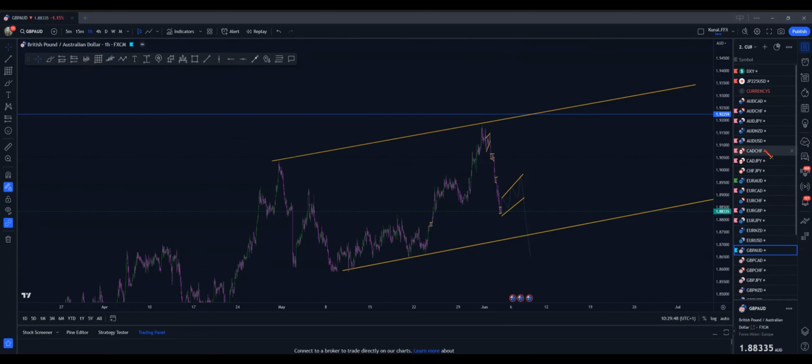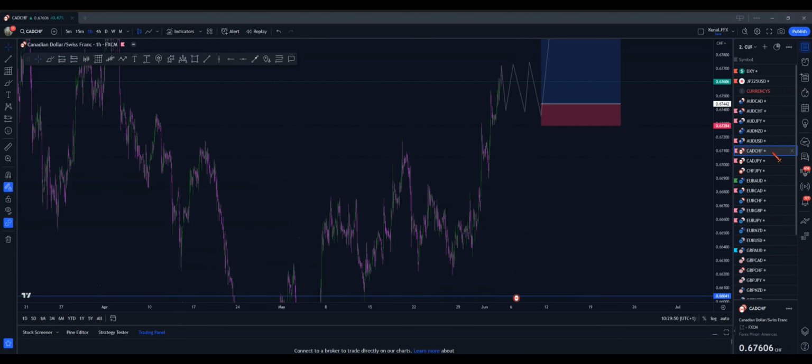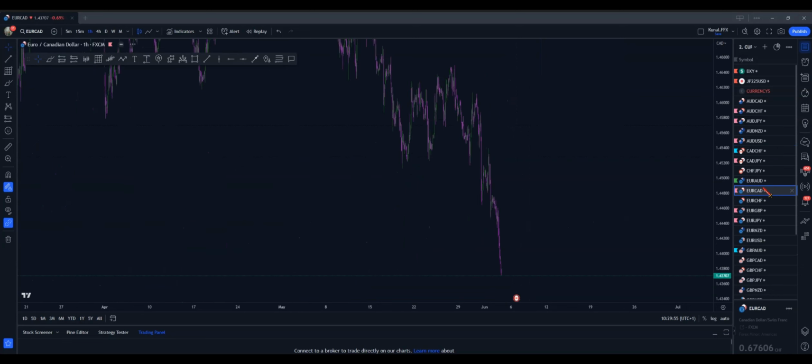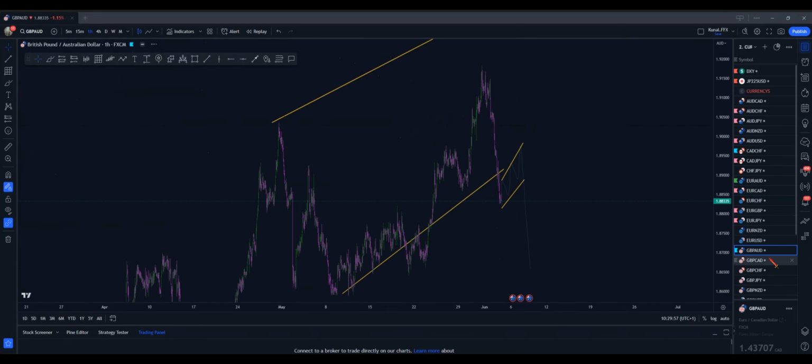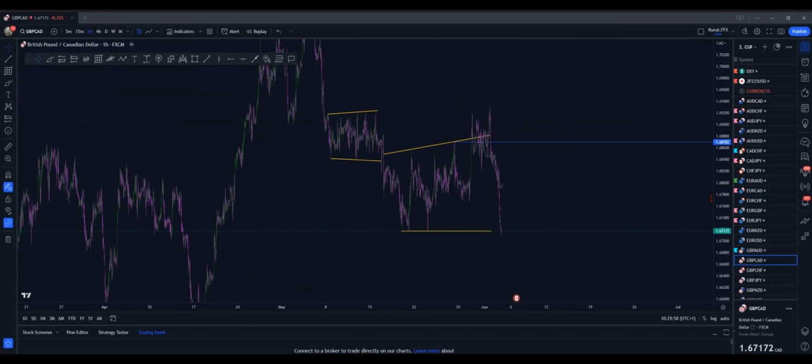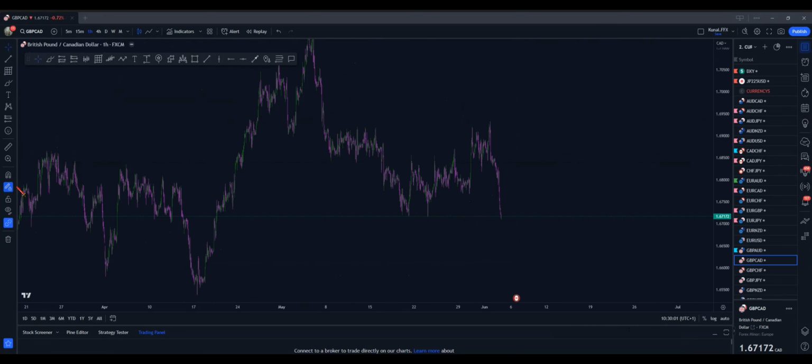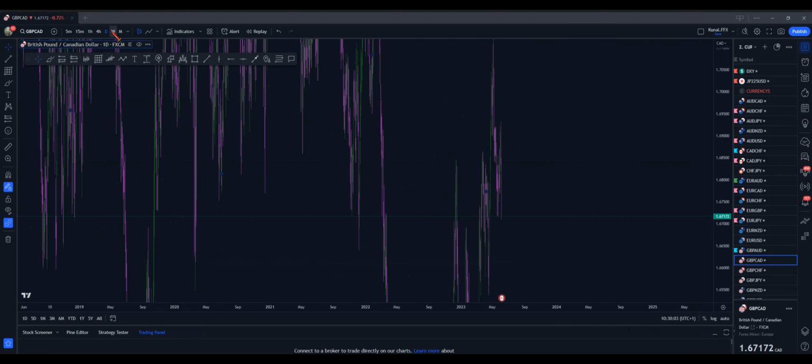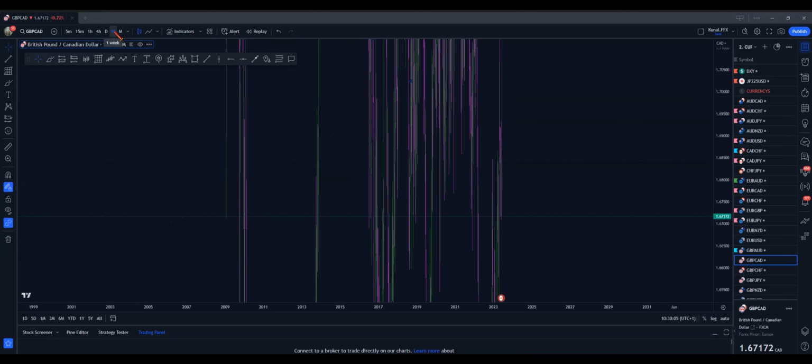Let me mark that as blue. There was another one I said I was going to evaluate. I think it was CAD Swiss. I'll come back and look at that one again. Yeah, GA, man, son of a gun. Let's clear that. So we're looking at GBP CAD. I think GBP CAD is looking actually pretty decent.